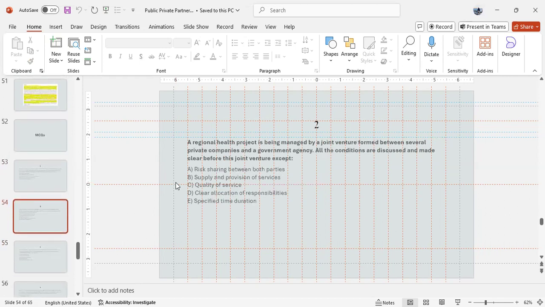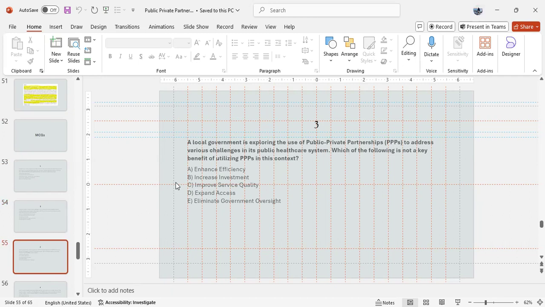A regional health project is being managed by a joint venture formed between several private companies and a government agency. All the conditions are discussed and made clear before this joint venture, except A. Risk sharing between both parties. B. Supply and provision of services. C. Quality of service. D. Clear allocation of responsibilities, or E. Specified time duration. The correct answer is D.